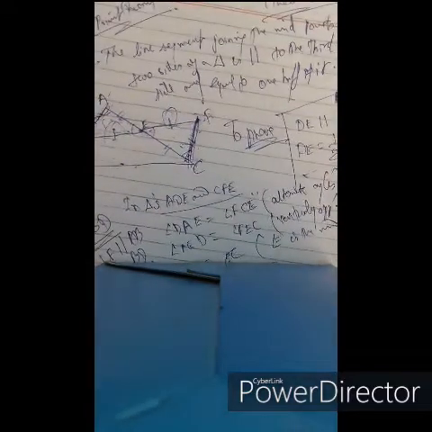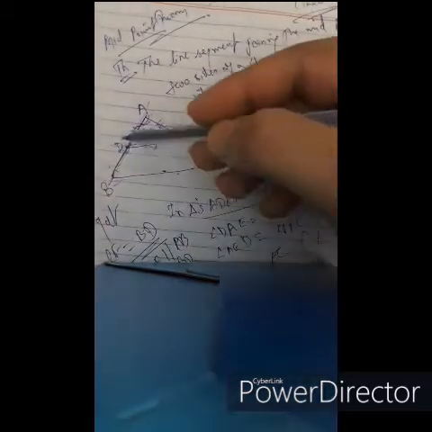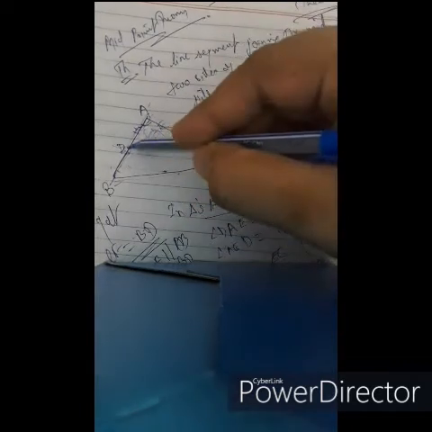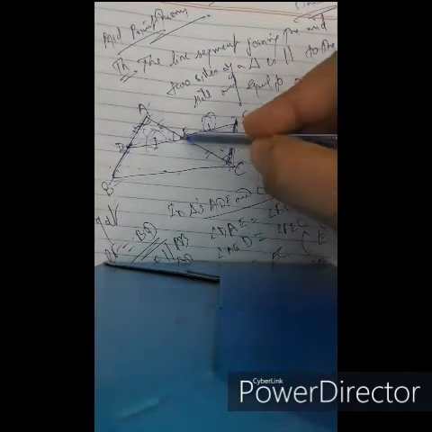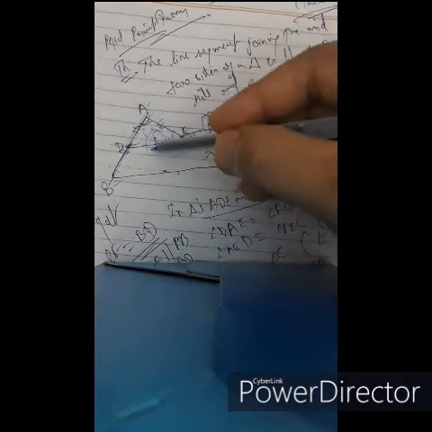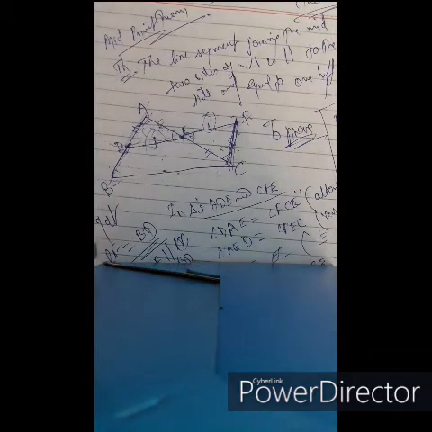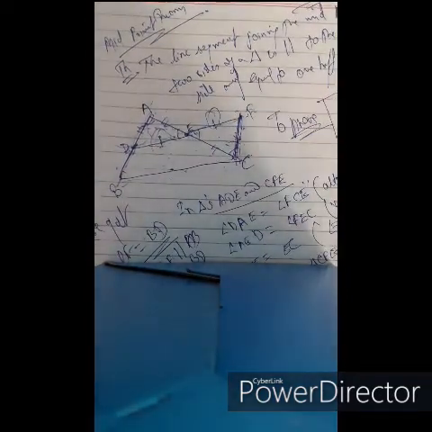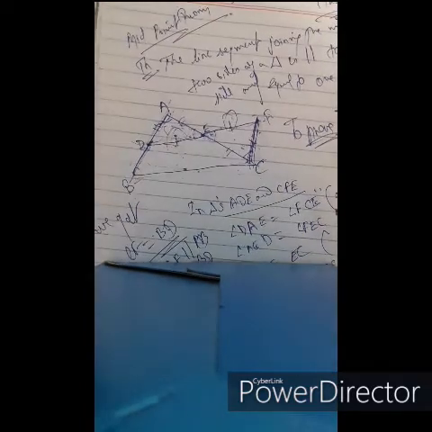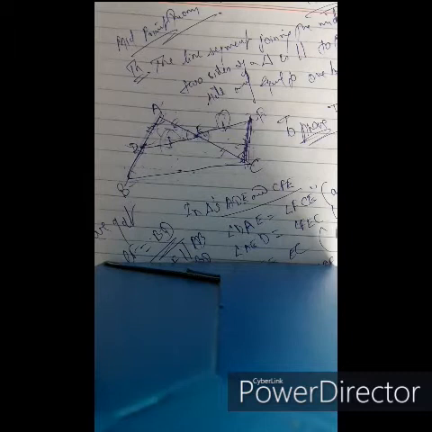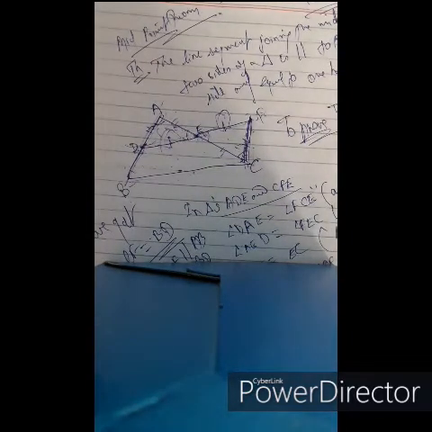So I showed you the proving part: if a line segment is drawn from the midpoint of one side to the midpoint of another side of a triangle, it is parallel to the third side and equals half of the third side. That's theorem 1. It is a very important theorem called the midpoint theorem of a triangle. I hope you are able to understand this theorem. We'll look at the next theorem now.